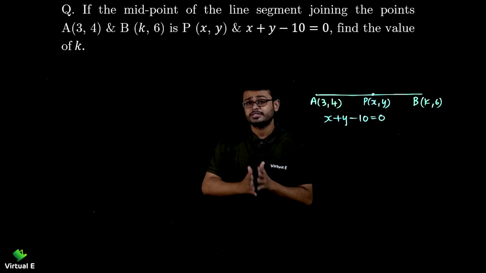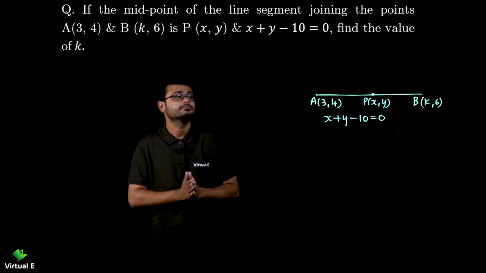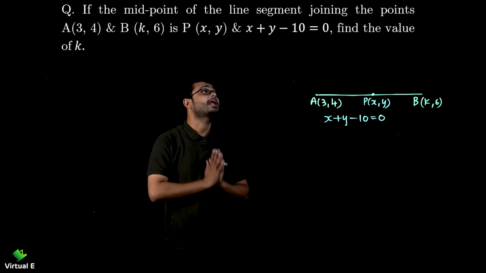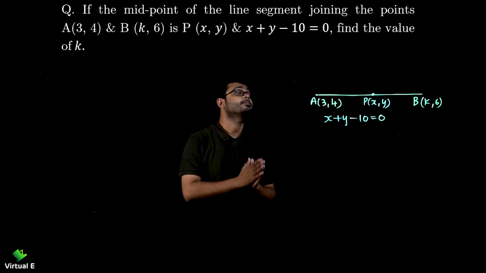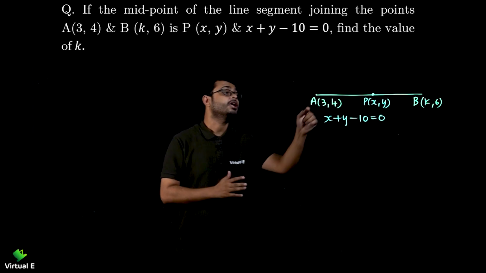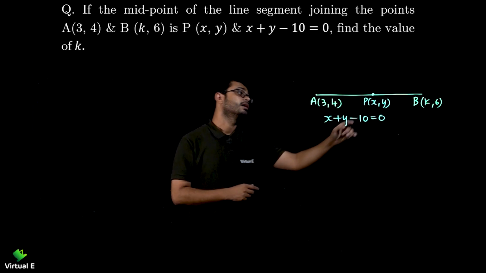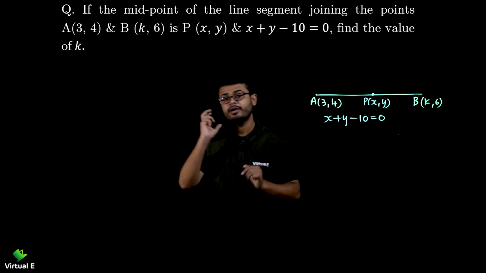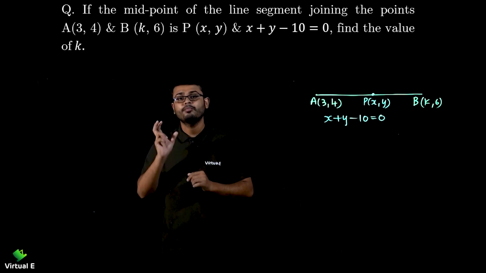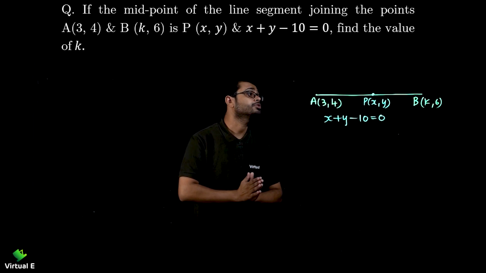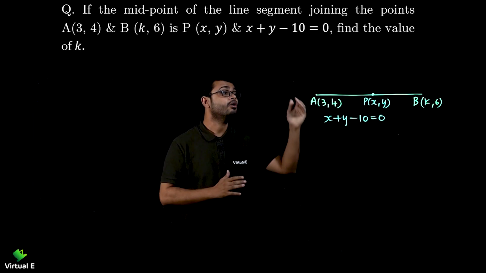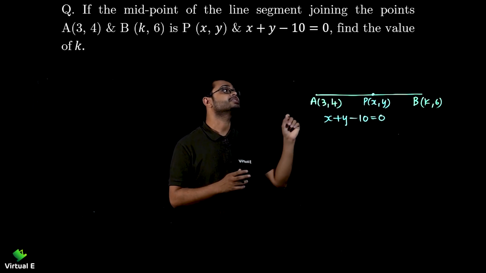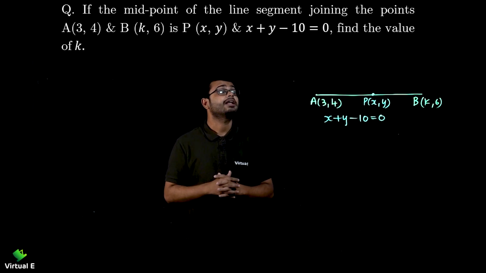Let's discuss a few extra sums in this session. Okay, read the question first. If the midpoint of the line segment joining the points A(3, 4) and B(K, 6) is P(X, Y), so for the midpoint we are going to use the midpoint formula. P is the midpoint of AB, and X plus Y minus 10 is equal to 0. Find the value of K.